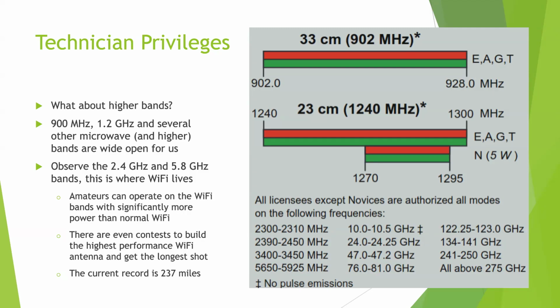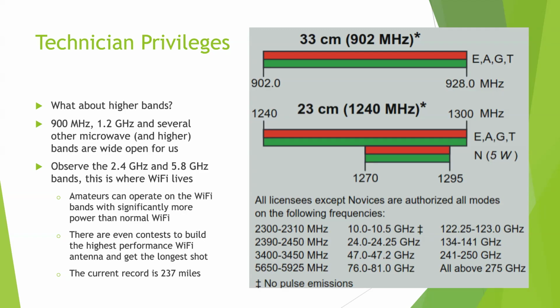In fact, there are contests to build high performance Wi-Fi antennas and try to get the longest Wi-Fi shot that you can get. And currently the record is 237 miles. In the references page at the end, I have a link to a page that talks about that particular experience. I've seen some of these antennas, and they are like 10 feet high, and they're built with all kinds of different structure to them. They're quite interesting, but that's something that we can do as technicians.